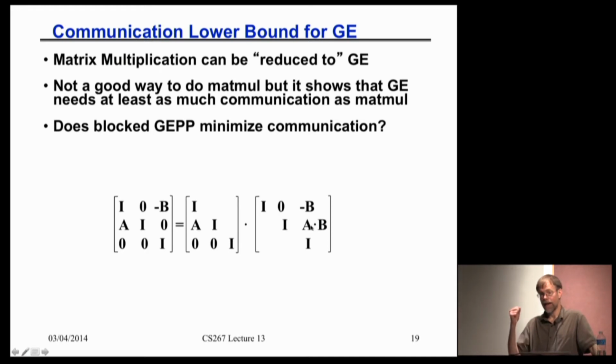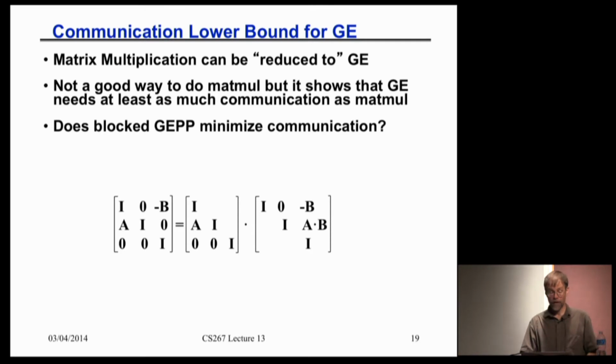So that tells me if I have an algorithm that does Gaussian elimination, it has to be able to do matrix multiply. And so if I have a lower bound on how much matrix multiply has to communicate, then I have a lower bound on how much Gaussian elimination has to communicate, because it's embedded inside. So I can hope to do as well, right? That's going to be my goal.